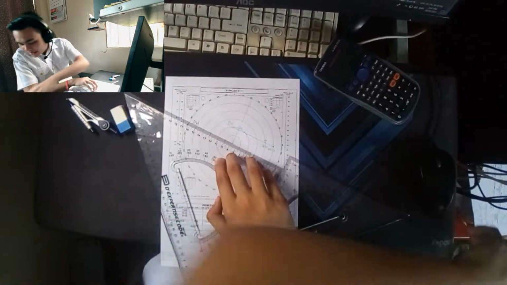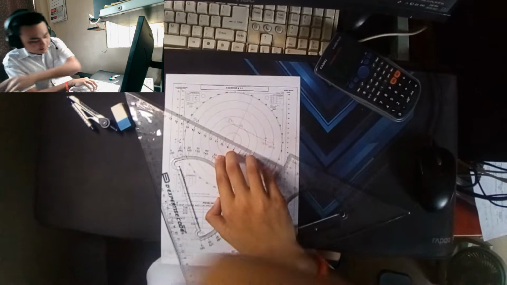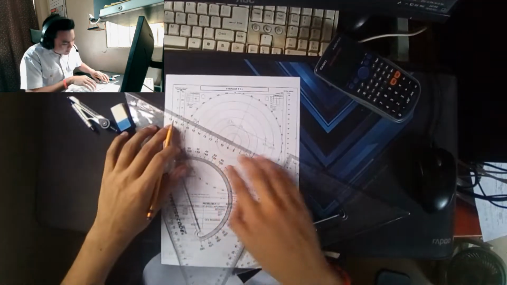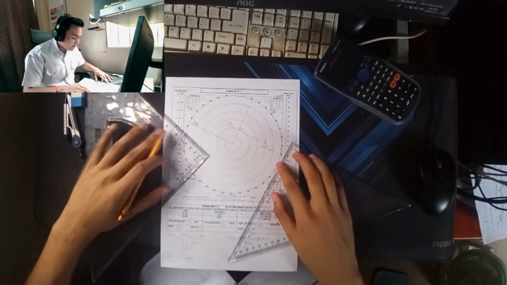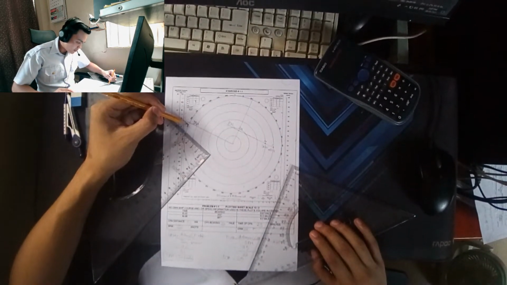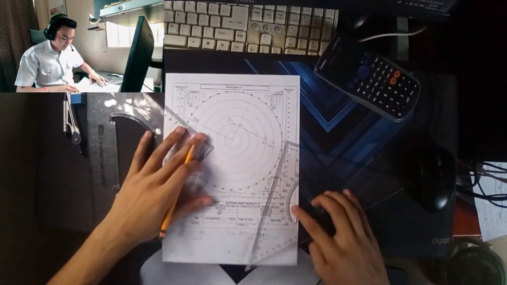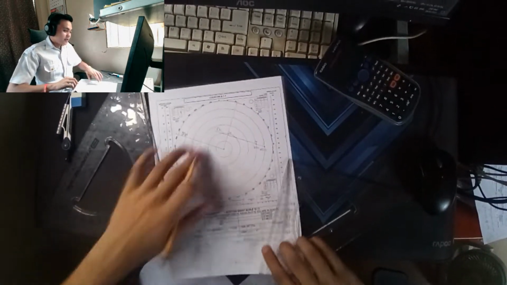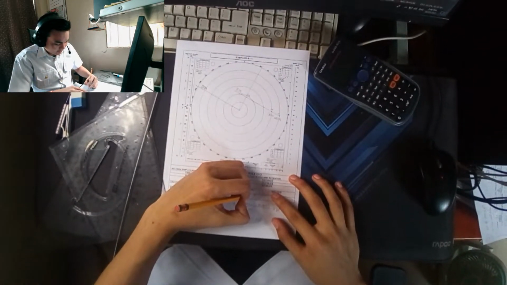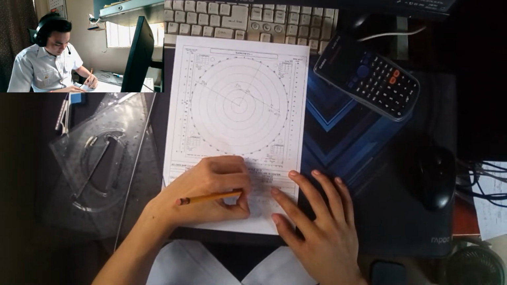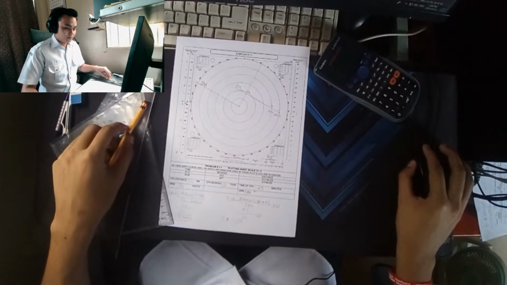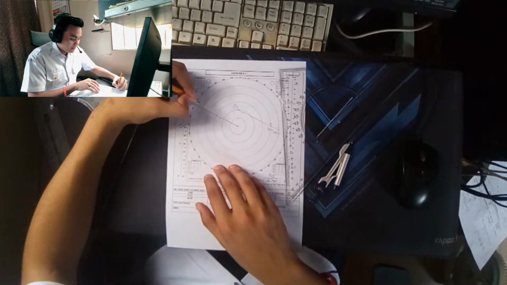Then draw a line, and from here our DRM is 294: 290, 291, 292, 293, 294. So our DRM will be 294 degrees true. So this is our DRM.